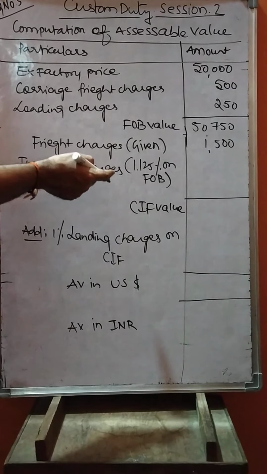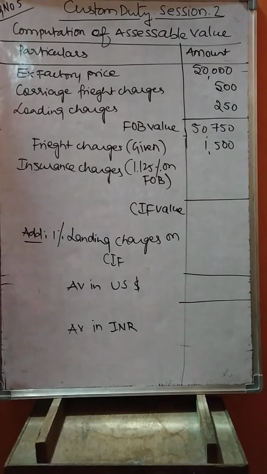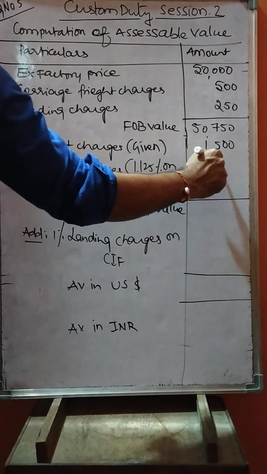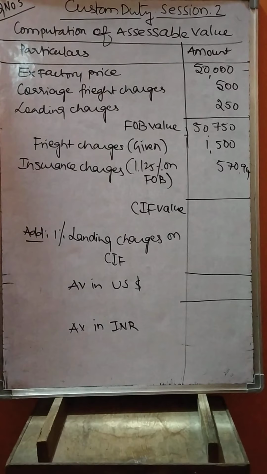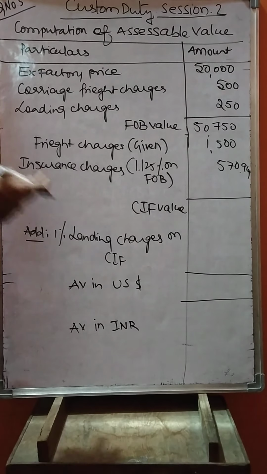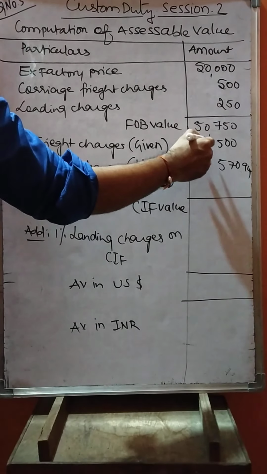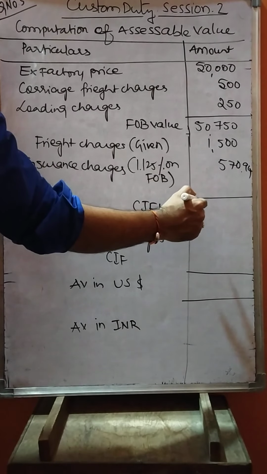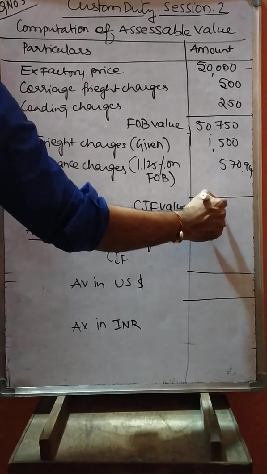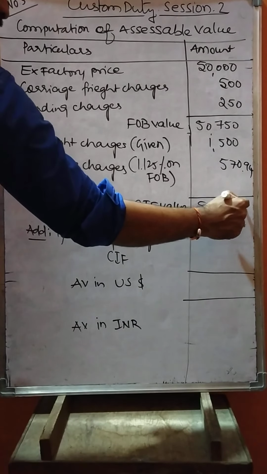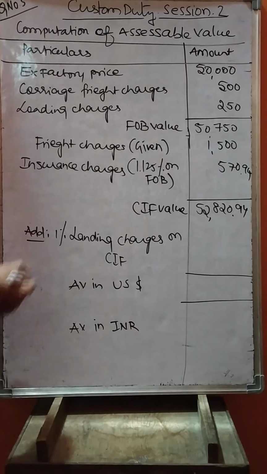Insurance charges, when not available, then 50,750 at the rate of 1.125% comes to 570.94. Then we arrive at the CIF value. Add these three: 50,750, 1,500 and 570.94, finally 52,820.94. For that we are adding 1% landing charges, though it is not given.